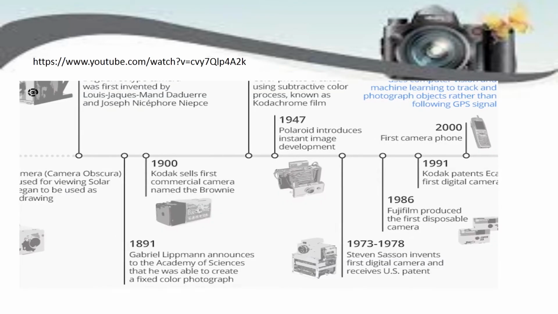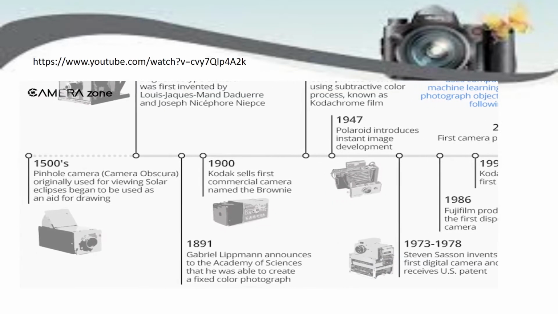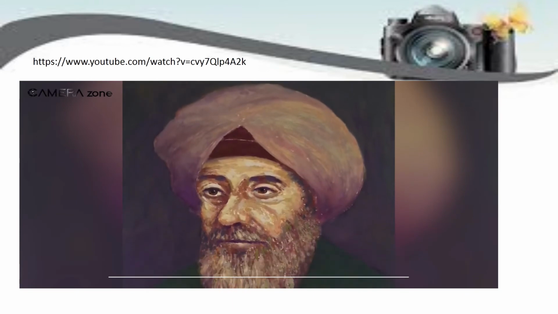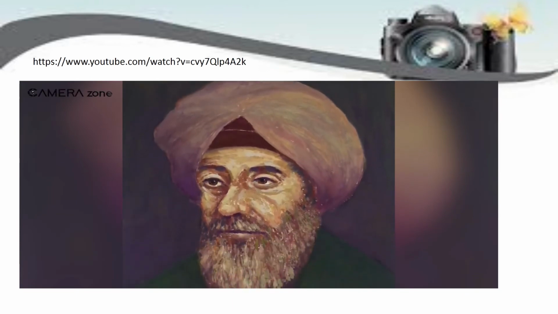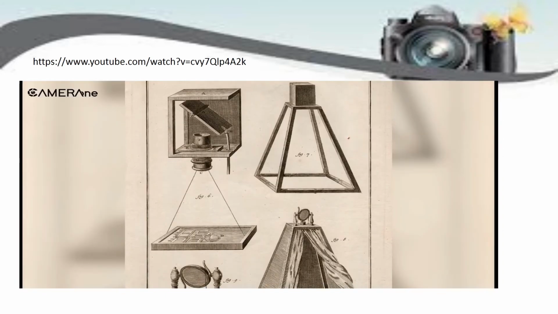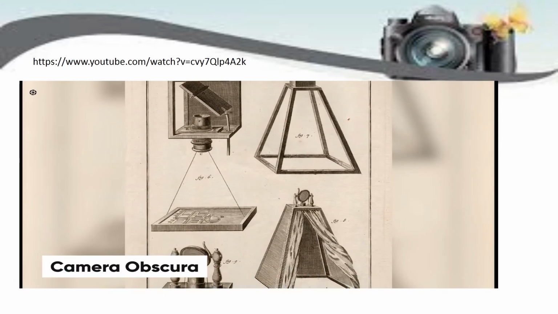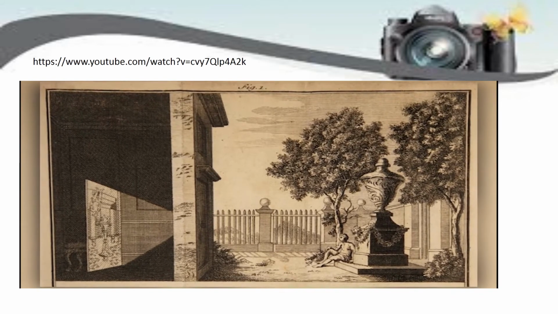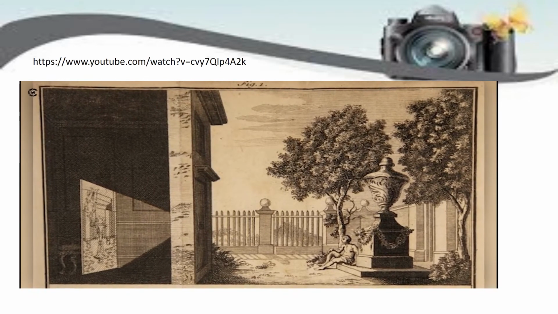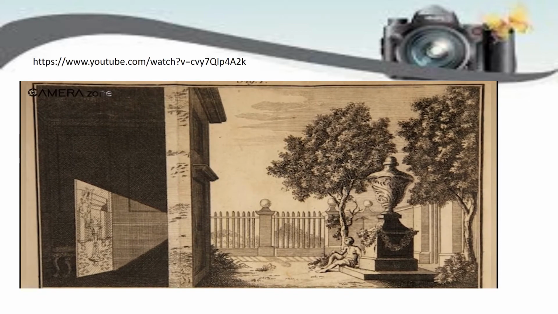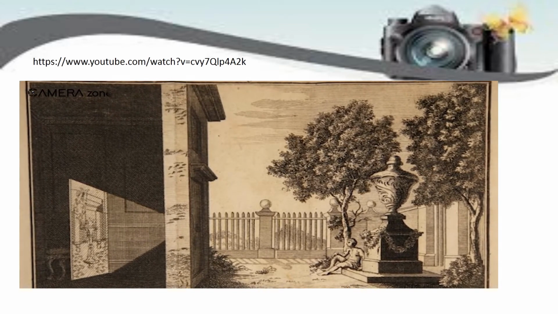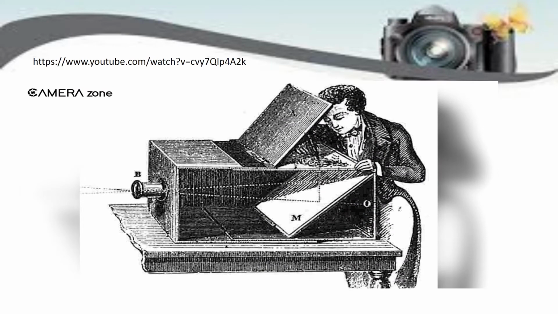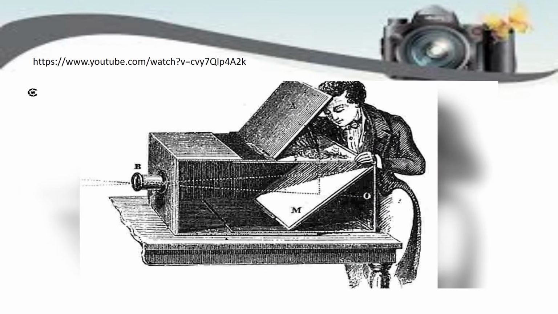The first camera can be traced back to as far as the 1500s. Abu Ali al-Hasan ibn al-Haytham is considered to be the father of optics and is credited with inventing the first pinhole camera called the camera obscura. This contraption was a light-proof box with a small hole on one side for light to enter and strike a reflective surface to project an inverted but colored image. The camera obscura was originally used to observe solar events and in drawing architecture.